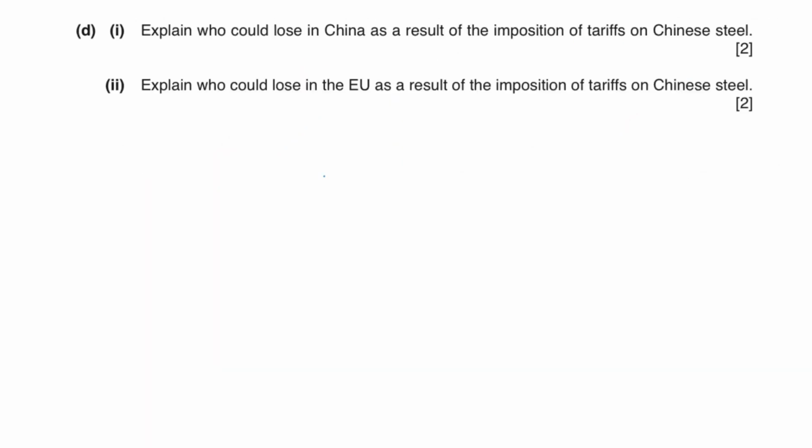So this next question says, explain who would lose in China as a result of the imposition of tariffs on Chinese steel. So obviously the first people who will lose out are people who make steel in China. Steel producers in China will lose out.